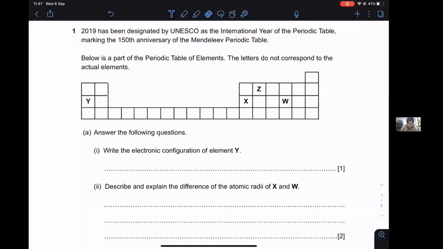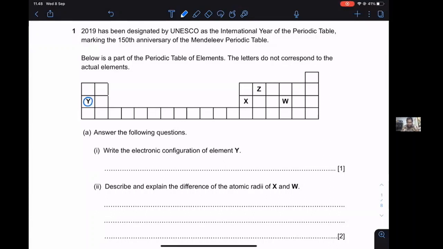Okay, guys, we are going to discuss paper number 2. So here we have a periodic table, and they have given the alphabet and so on. We are going to write the electronic configuration of element Y. In order to do that, there are two ways.